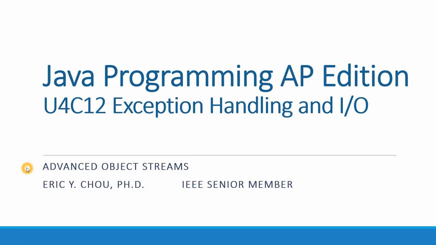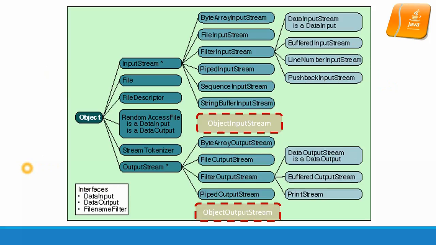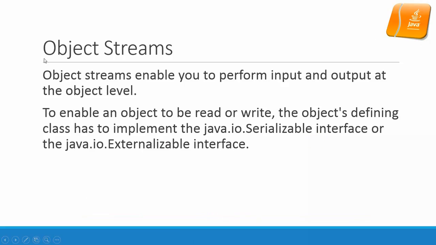In this lecture, I'm going to talk about the object streams again, a more advanced topic. We are going to combine the GUI and the file processing and many other topics together with the object streams. First, the ObjectInputStream and the ObjectOutputStream are subclasses of the InputStream. It is not shown on this diagram, but I put it here and here.